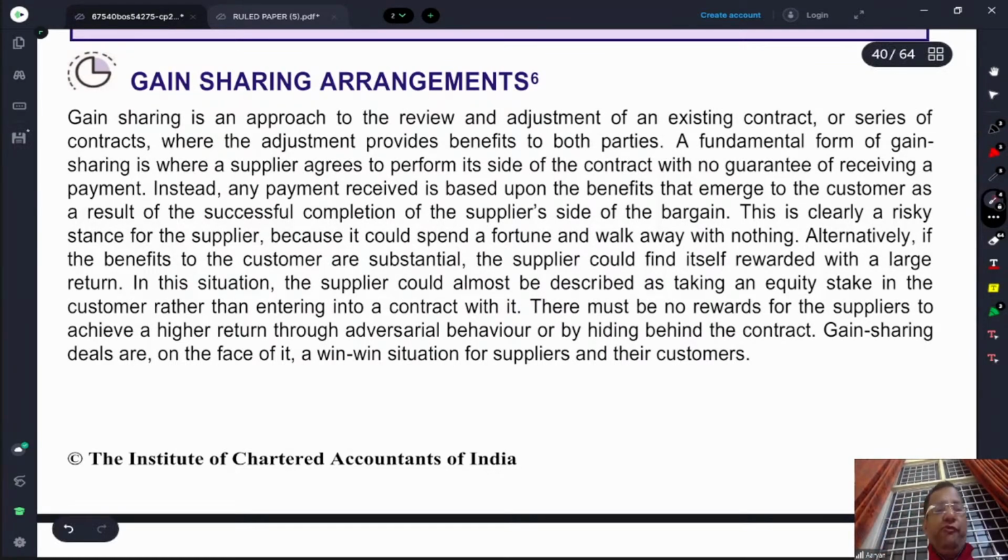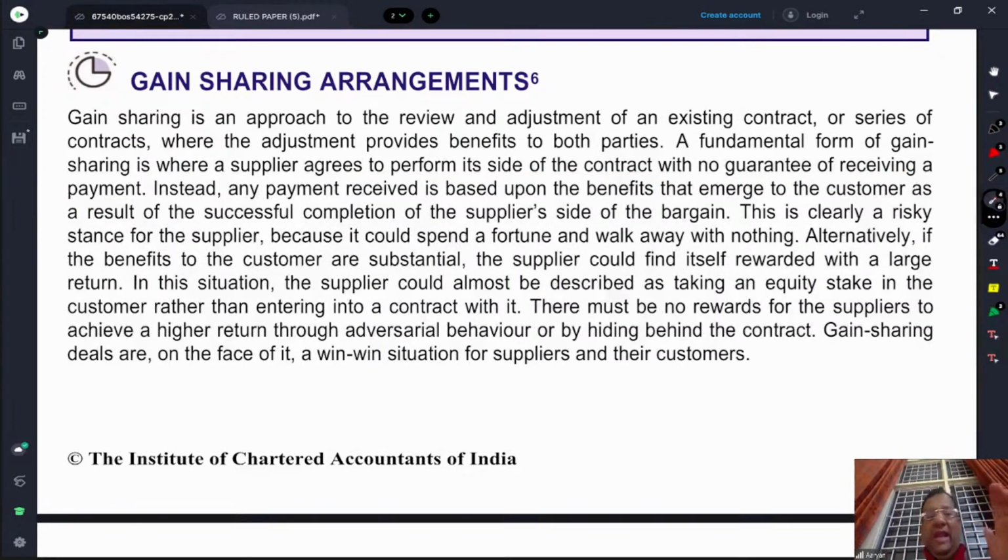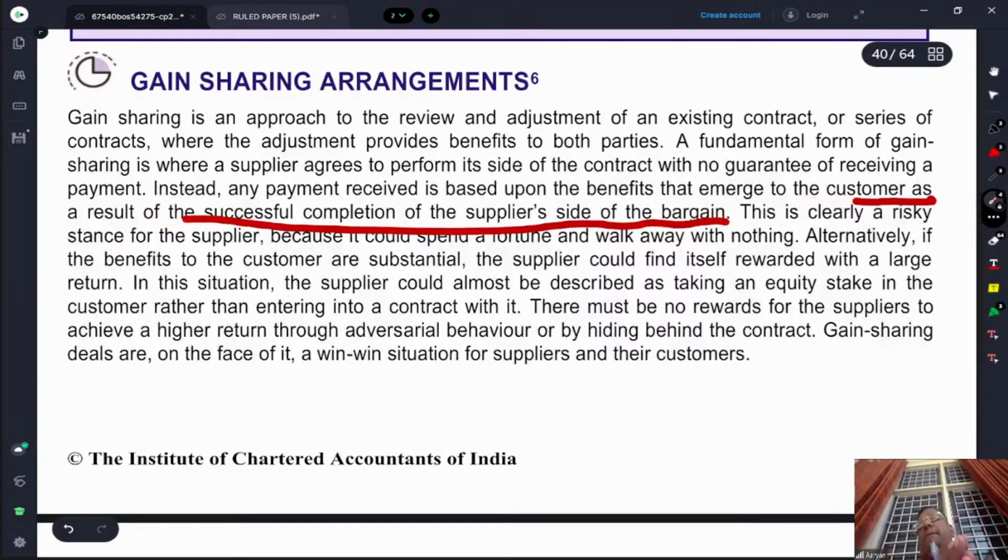Listen to this very carefully, because this is very important. Where a supplier agrees to perform its side of the contract with no guarantee of receiving a payment. Read out this line once again. Gain sharing arrangement is where a supplier agrees to perform its side of the contract with no guarantee of receiving a payment. Instead, any benefit of the supplier side of the bargain.